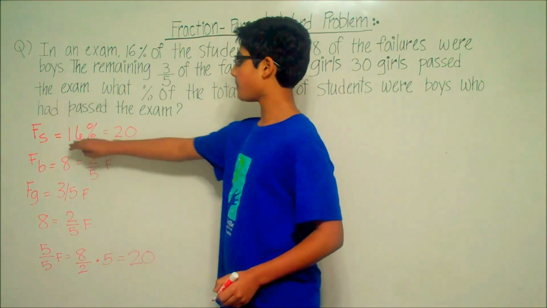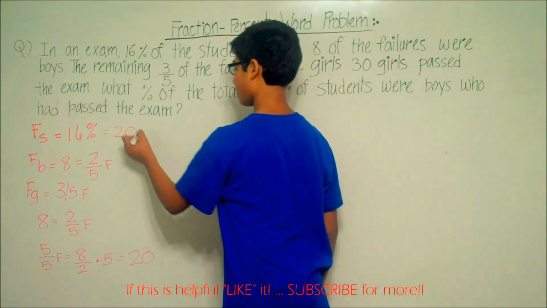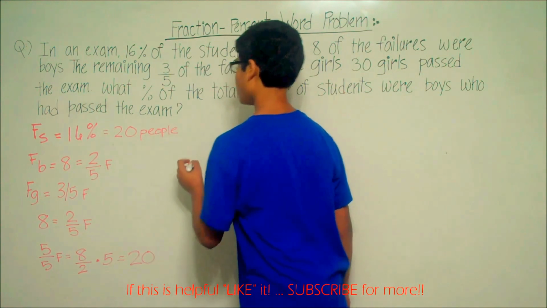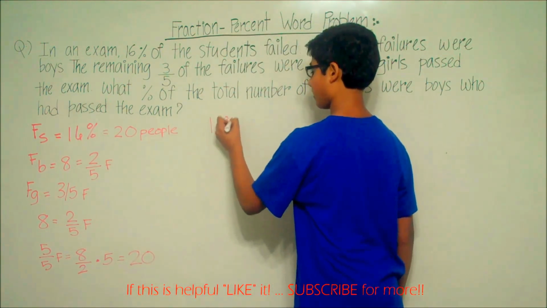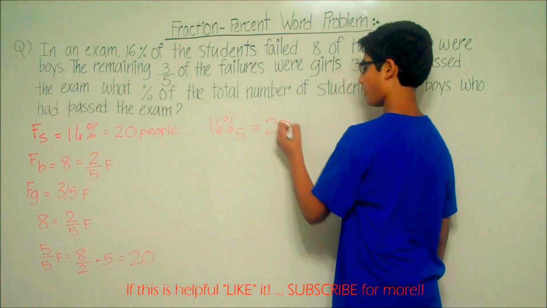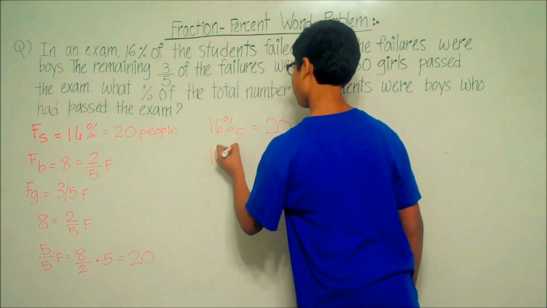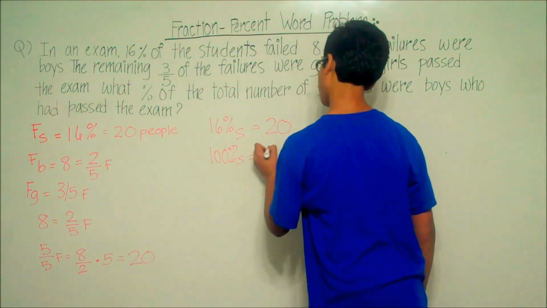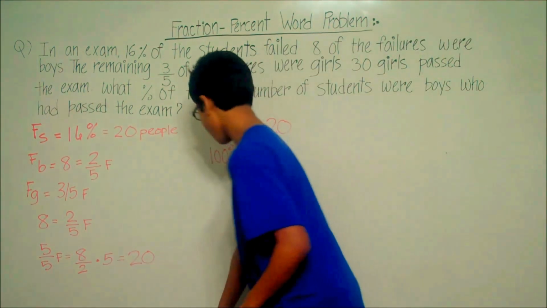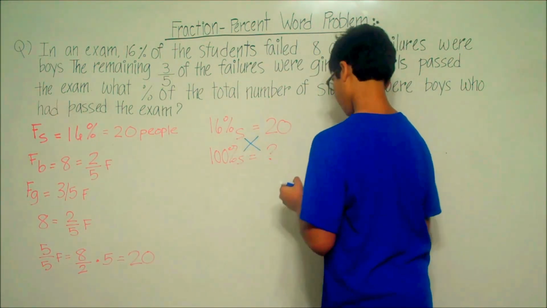Now we know that the number of people who failed the exam are also equal to 16% of the students. So this means that 16% of the students, S for students, are equal to the 20 people. So 100% of the students are equal to how much? To solve this part of the problem, we need to use cross multiplication. This means we multiply 16 with a question mark and 100 with 20.